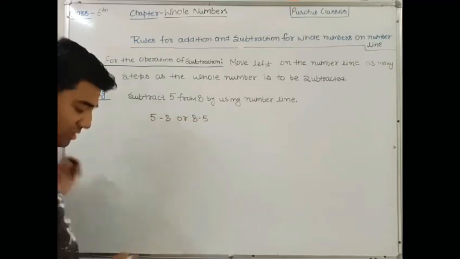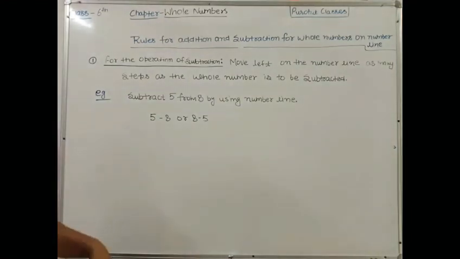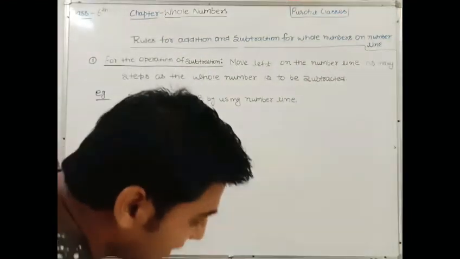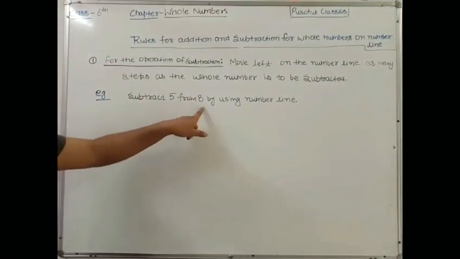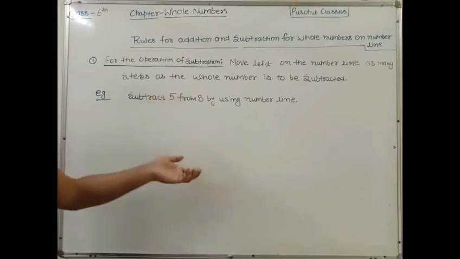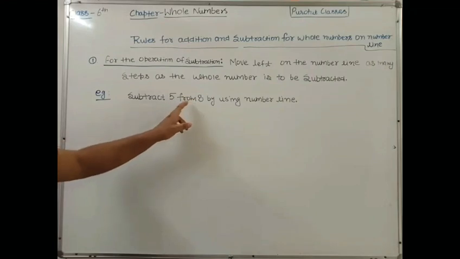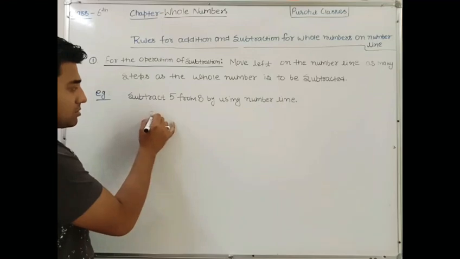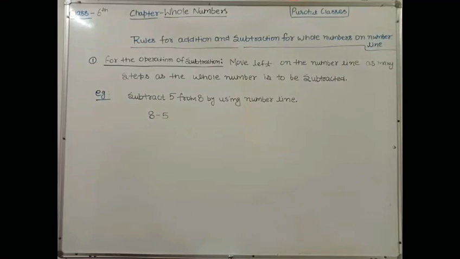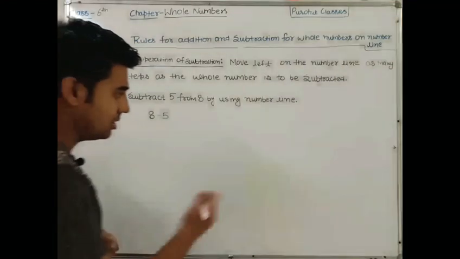You have 15 seconds to think about this. Tell me what will be the answer. The correct answer: subtracting 5 from 8 means this one is correct. You have to subtract 5 from 8. Getting it or not? Obviously in this class you will be subtracting the smaller number from the greater number. Understood? So this will be 8 minus 5. So first we will draw a number line, then we will start from 0 and we will move towards 8. Okay, let's see here.